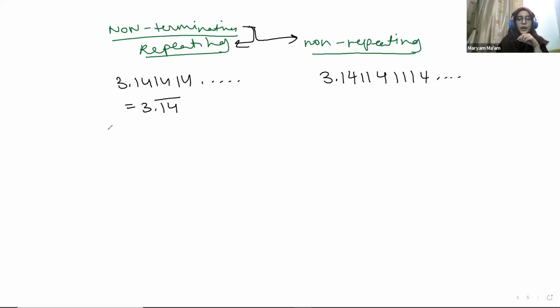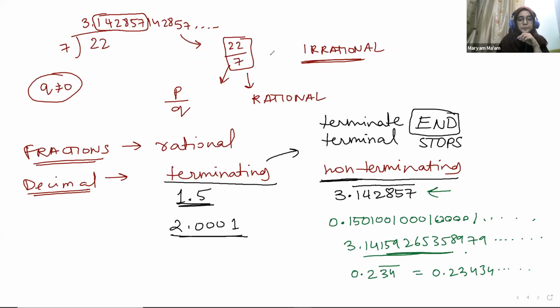All right. So I hope it is clear until here what is repeating and non-repeating. So let's go 2 slides back. Here we have, what were we talking about? We were saying we want to see whether a number is rational or not. So we said if it's a fraction, it is definitely rational. But we know that fractions can be converted into decimals, right? So if it's a decimal, then how do we know whether it's rational or not?